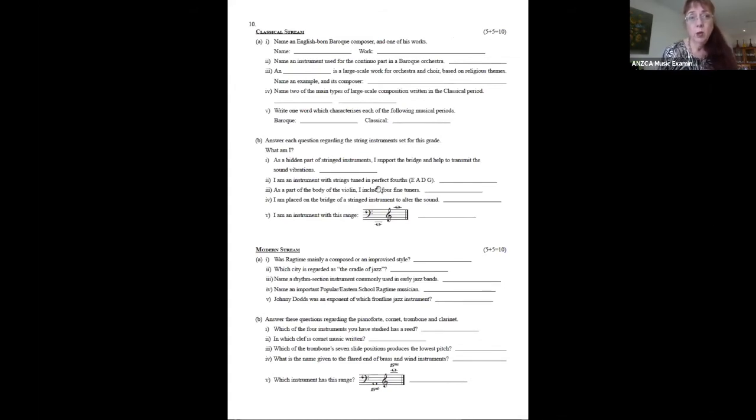Name an English-born Baroque composer and one of his works. But if you're modern stream, you come down and answer the question, was ragtime mainly a composed or improvised style? So you see, it matches what you're doing at the piano, and this is why I absolutely love ANZCA.